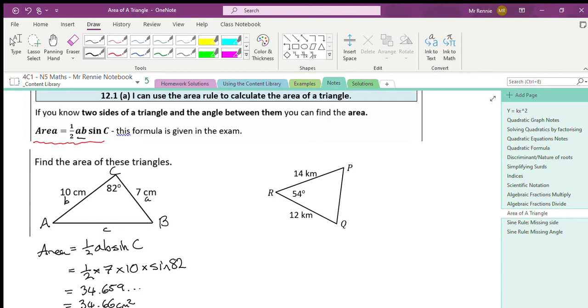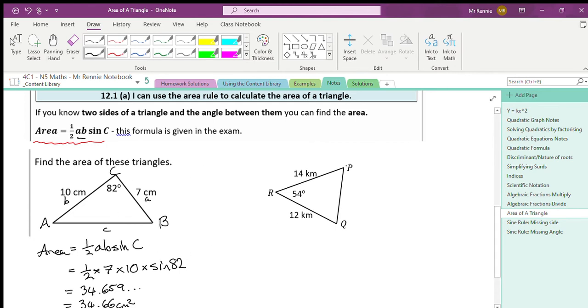Okay, we'll move on to the second example now. So we're going to find the area of this triangle here. Now, if you read the top line of your notes again, it says if you know the two sides of a triangle and the angle between them, you can find the area, and that's the position we're in. So I've got two lengths and I know the angle in between them was 54. However, I'm going to finish off labelling my triangle. They've gave me the angles, so I'm going to finish off labelling this triangle here.